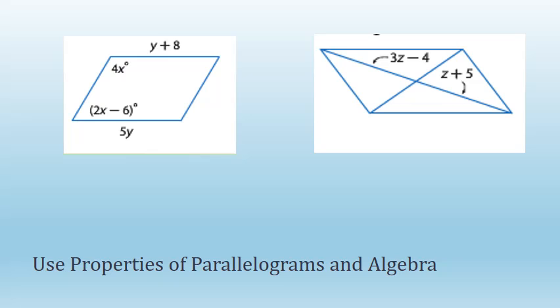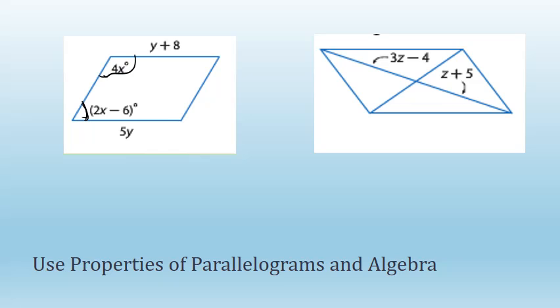So do we want to do the x's or y's first? Well, let's do the x's. This comes first in the alphabet. All right, so I've got this angle here, and it's defined as equal to 4x. And this other angle here is defined as equal to 2x minus 6.